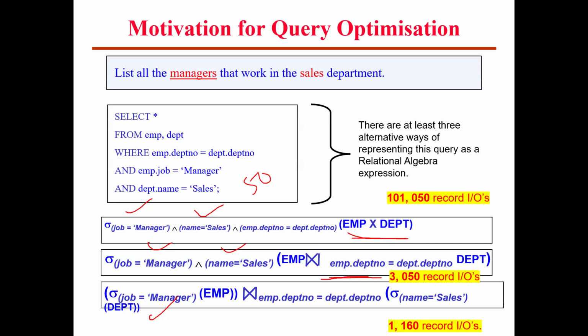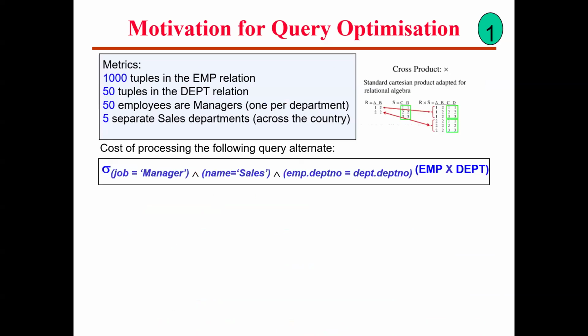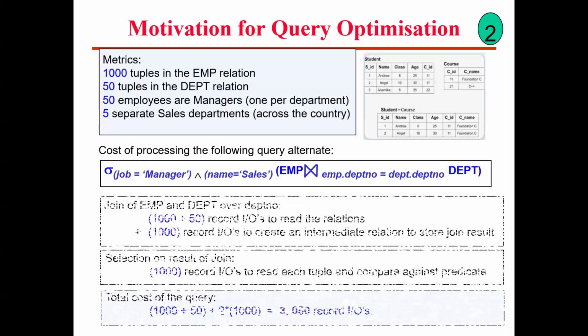And then there are five departments out of 50 in the department table who are named as sales department. So here we are selecting 50 managers working in five sales departments. We are selecting this first. Then we are applying the join. So we have 50 plus 5 multiplied by join, which is giving us how many? 5,000.